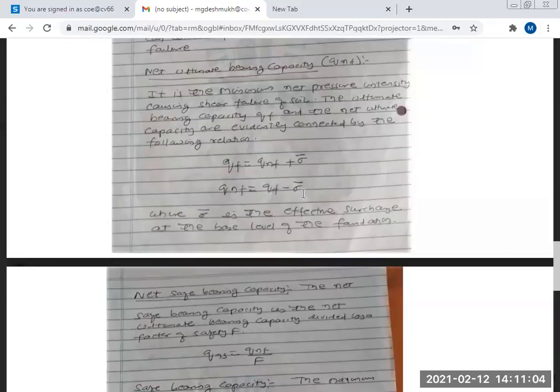Where QNF is equal to QF minus sigma bar, where sigma bar is the effective surcharge at the base level of the foundation. I hope now all these four terms are very much totally clear to you.